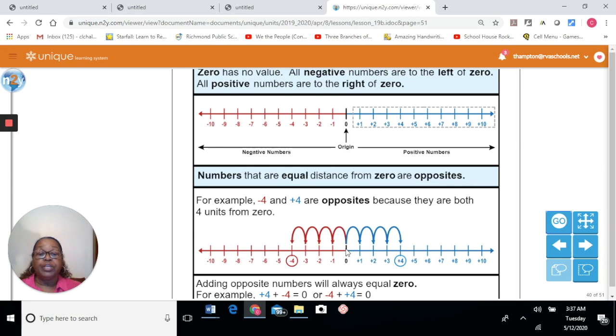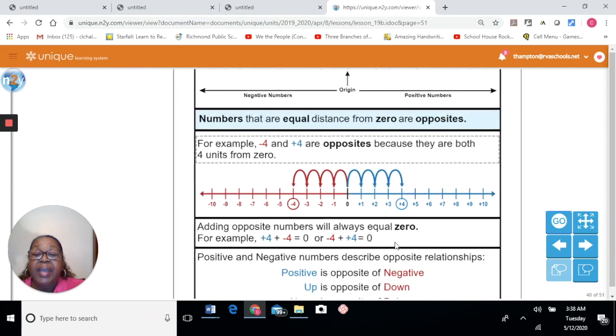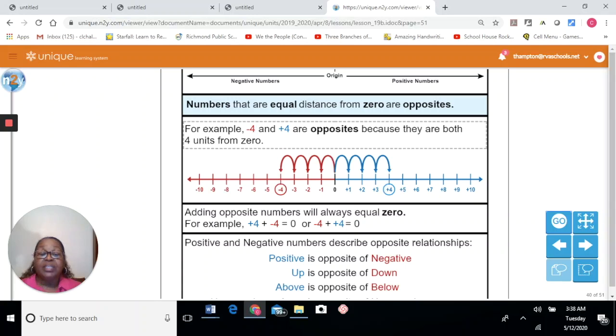Let's see how that works. So here's zero. 4 units away, 1, 2, 3, 4 is a negative four. Let's go back to zero. 4 units away, 1, 2, 3, 4 is a positive four. So they are opposites. Adding opposite numbers will always equal zero.